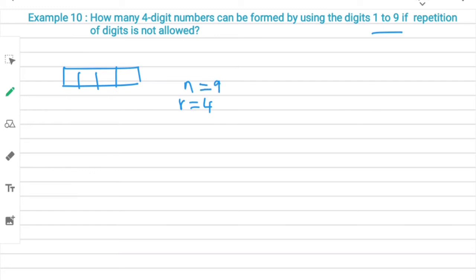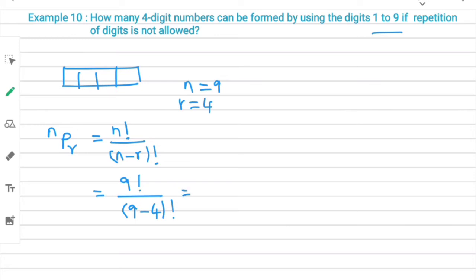Okay. Therefore, what is our formula? nPr is equal to n factorial by (n minus r) factorial. Now, n is 9. So, 9 factorial by (9 minus r), r is 4. So, (9 minus 4) factorial. That is nothing but 9 factorial by 5 factorial.